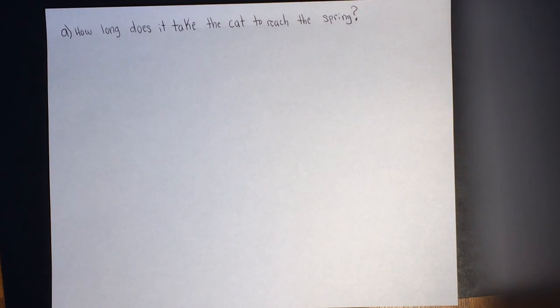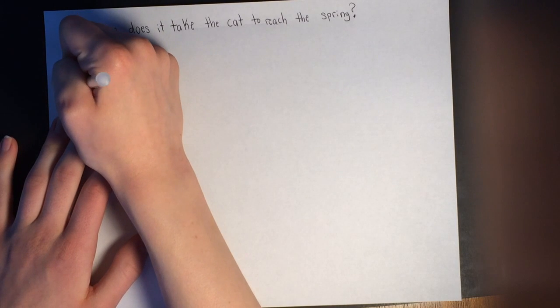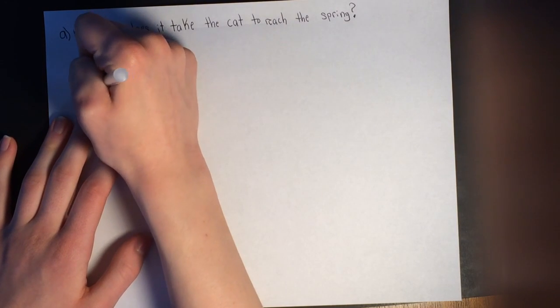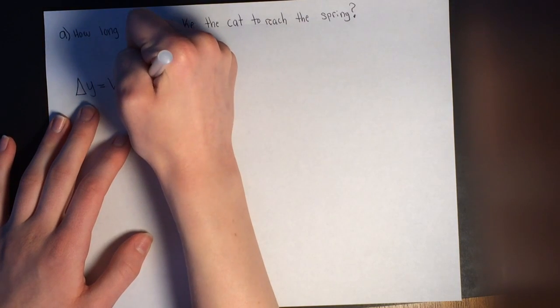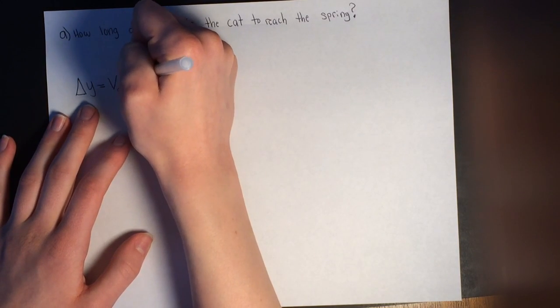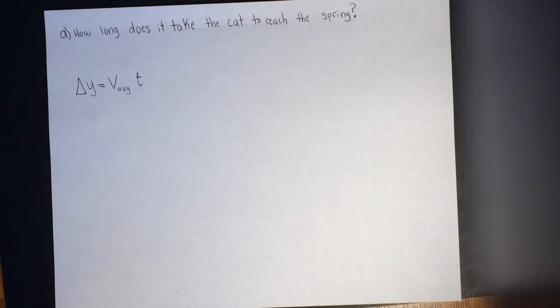And we can solve this using our basic constant acceleration equations. So what I like to do is start with the equation change in y is equal to the average velocity times the time. In this case, it's only change in y, because y is up and down. We don't have any change in x. The cat isn't going to go left to right. And so the change is going to be equal to the average velocity of the cat times the time that it takes the cat to reach the spring.